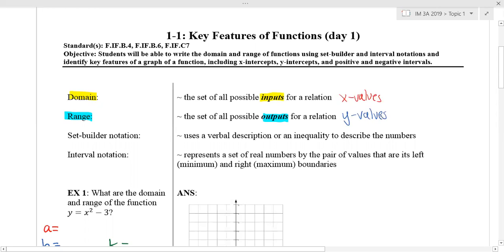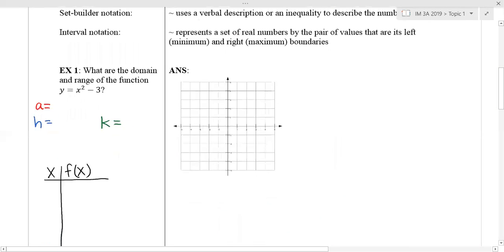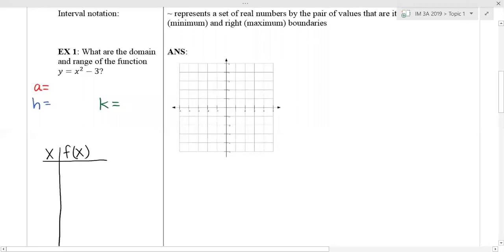And so we will start today just to practice graphing quadratics and absolute values, because that's what we've been doing prior to this lesson. So if we look at example 1, we actually have to graph the function x squared minus 3 so that we can draw our graph.